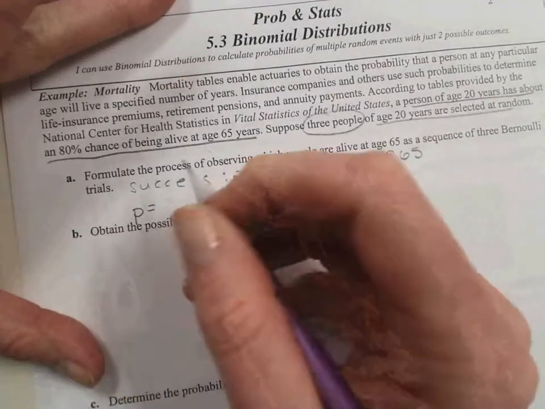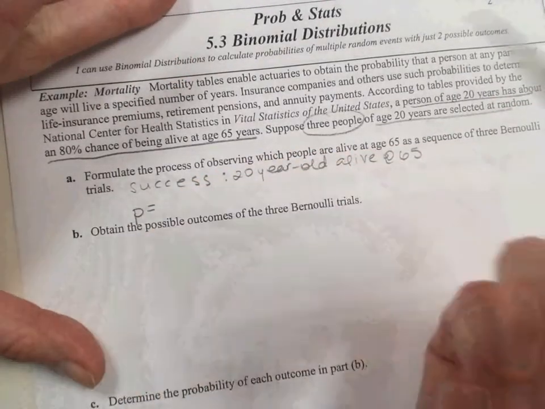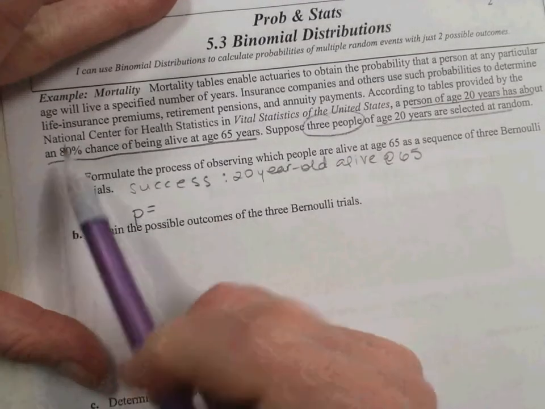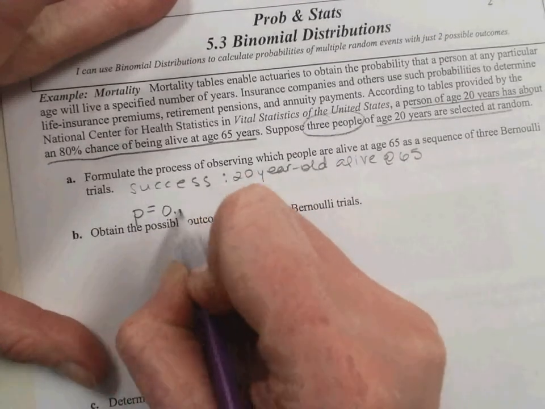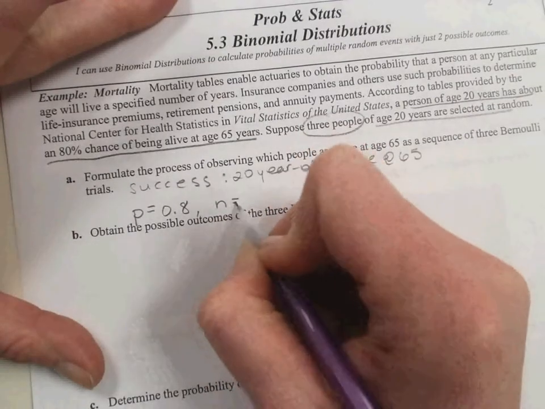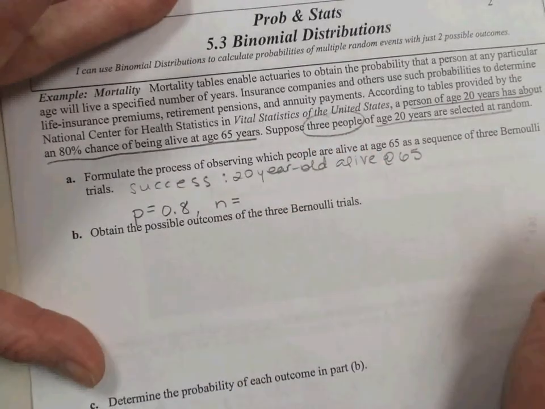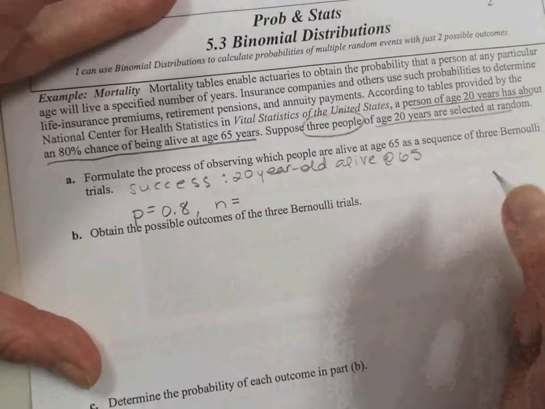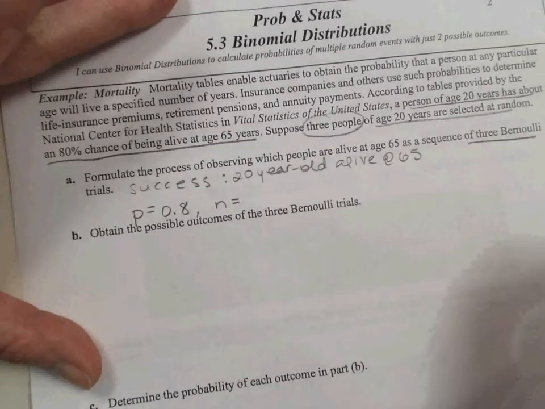Probability for success, lowercase p, listed here is 80%, so we write that as a decimal, 0.8. And then we're going to also indicate the number of trials, the number of Bernoulli trials. There are how many? 3, yep. 3 Bernoulli trials.